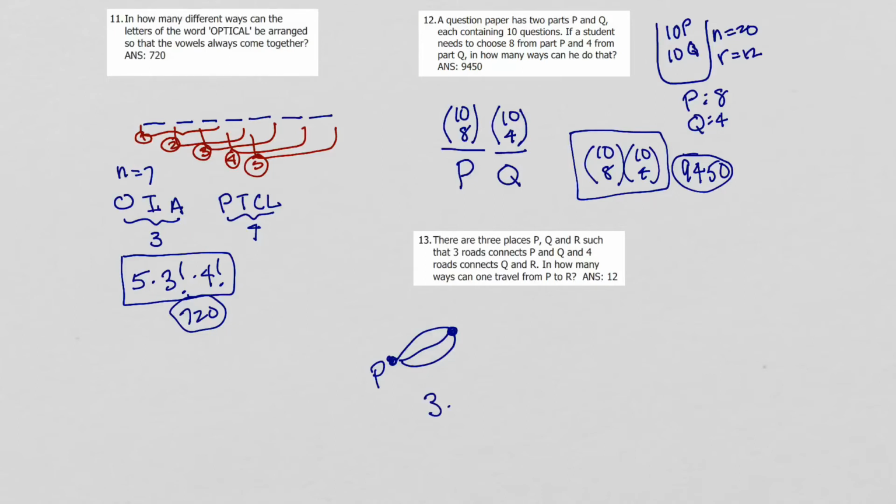And, okay, and is the times, right? And times. Now, there are 4 roads that connect Q and R. So now we want to get to R. So maybe R is over here. So we got 4 roads, 1, 2, 3, and 4. So there's 4 ways to make that decision. So 12 ways to make all the decisions from getting from P to R.